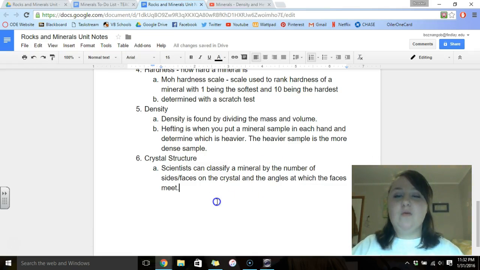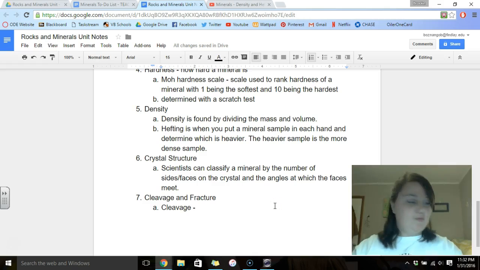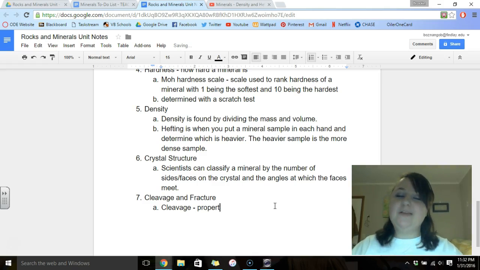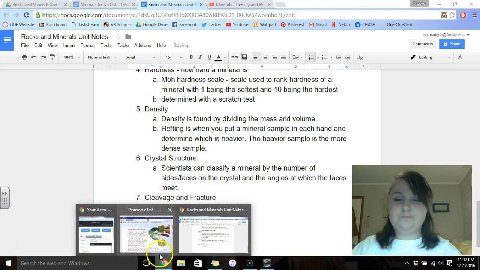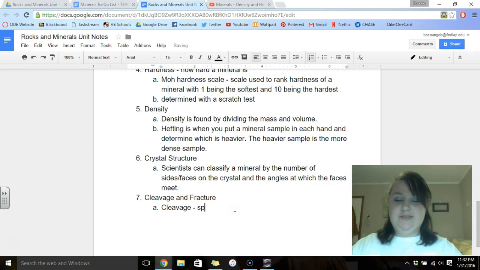So, in my notes, I'm just going to write cleavage and fracture, because that's a way that we can identify a mineral. And then cleavage is, let's actually go back to the reading. Change my mind. Splits easily along flat surfaces. That's cleavage.